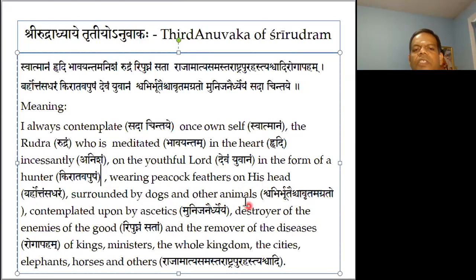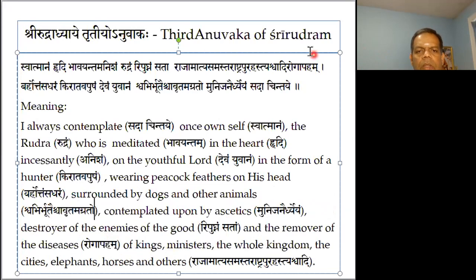Surrounded by dogs and other animals. Shwabhir bhutai shwavrita magrato. Agrato means one who is leading dogs and other animals. Contemplated upon by ascetics. The word is Muni Janai Dhyeyam. Muni Janai means by Muni Janas, people who are rishis, ascetics. Dhyeyam means one who is meditated upon. Destroyer of enemies of the good. Ripu Gnam. Ripu means enemy. Gna means one who removes, destroys. Satam means of good people.